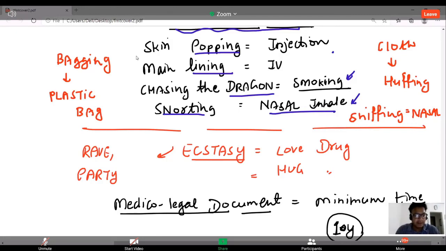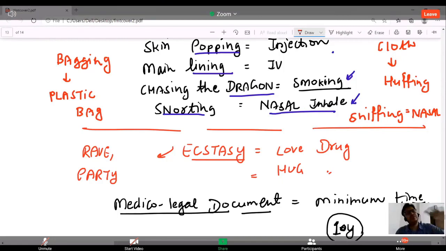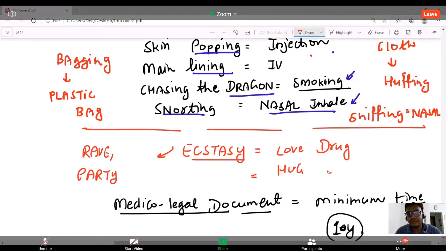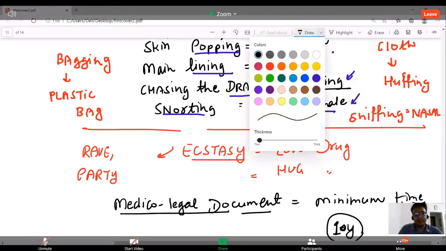So Doctor, mainlining and IV lining are also methods. The difference between sniffing and snorting is slight, but just remember both are almost the same. Sniffing and snorting are nasal inhalation. And there is one more word, I think, gliding, but you don't know it that well. Gliding. I will write it later.